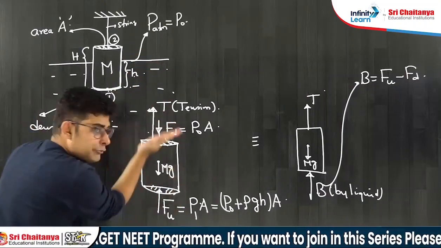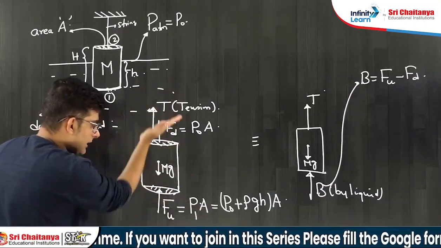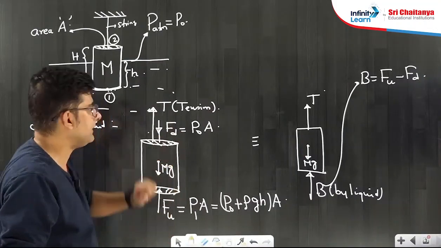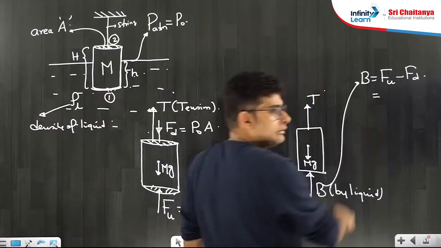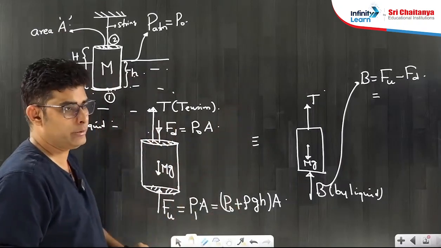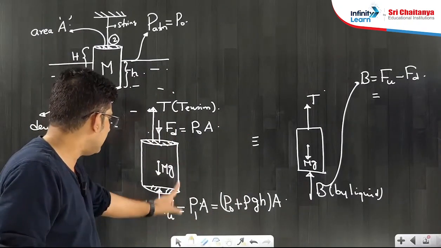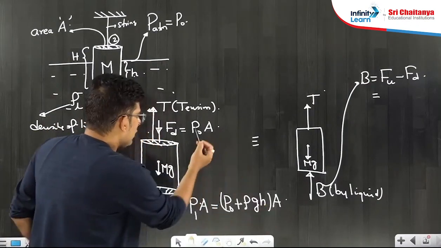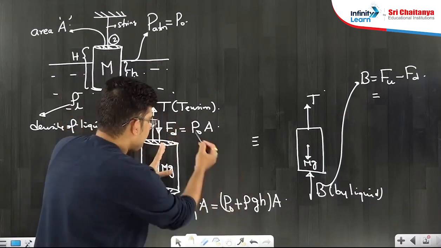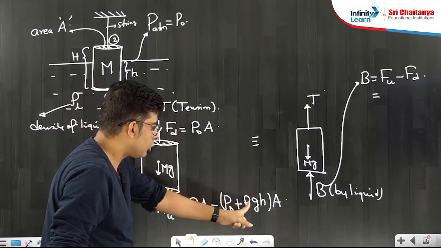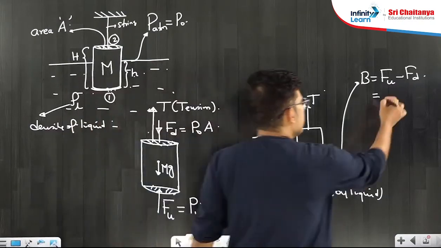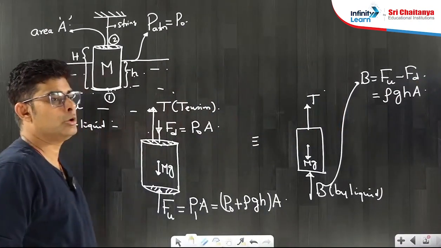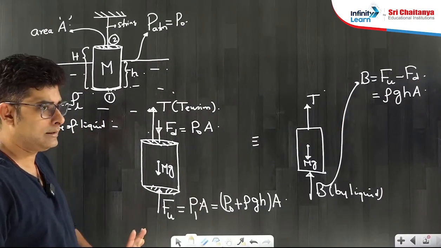Fu is pushing it up, Fd is pushing it down. So what is the buoyant force? Net upthrust. Net upthrust is Fu minus Fd. So if I subtract Fu minus Fd, what are you going to write? Will something cancel? You can see P naught A, P naught A cancel. What will be left? Rho G H A. Is this the value? Correct?